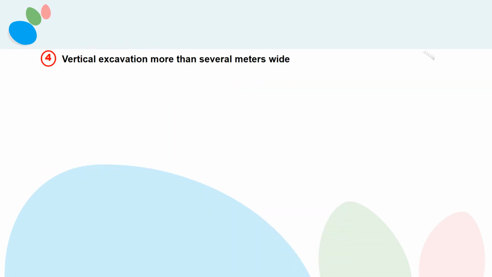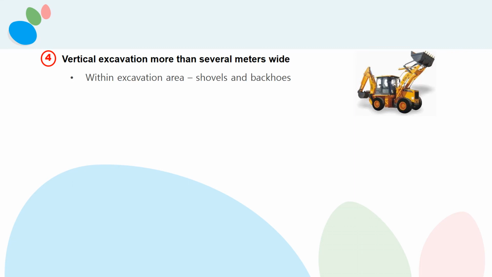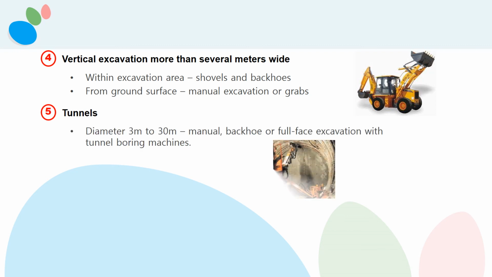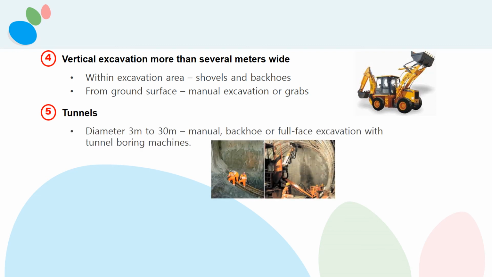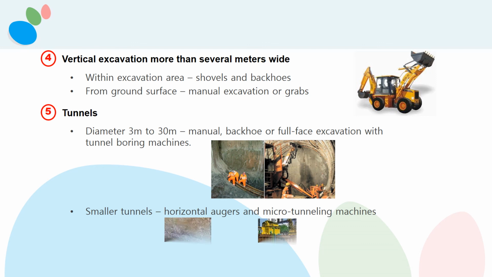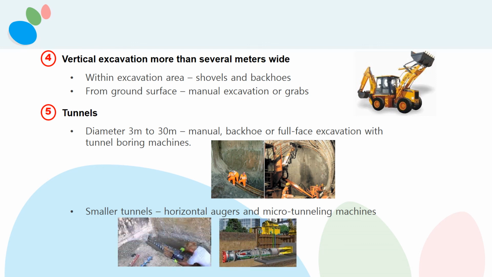4. Vertical excavation more than several meters wide. Within excavation area use shovels and backhoes. From ground surface use manual excavation or grabs. 5. Tunnels. For diameter 3 meters to 30 meters use manual, backhoe or full-face excavation with tunnel boring machines. Smaller tunnels use horizontal augers and micro-tunneling machines.